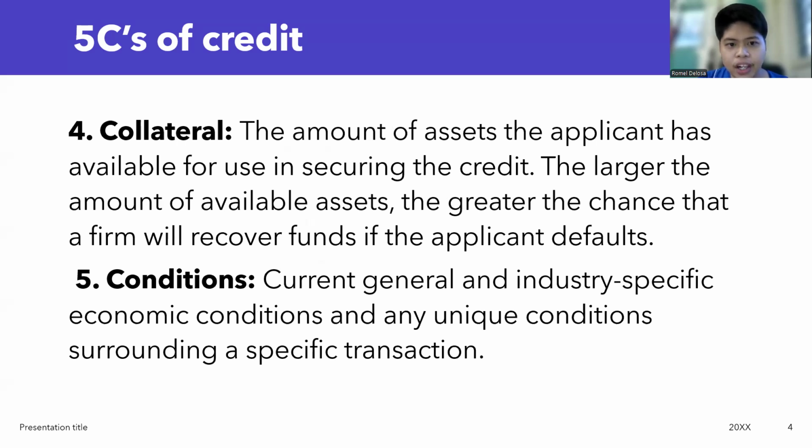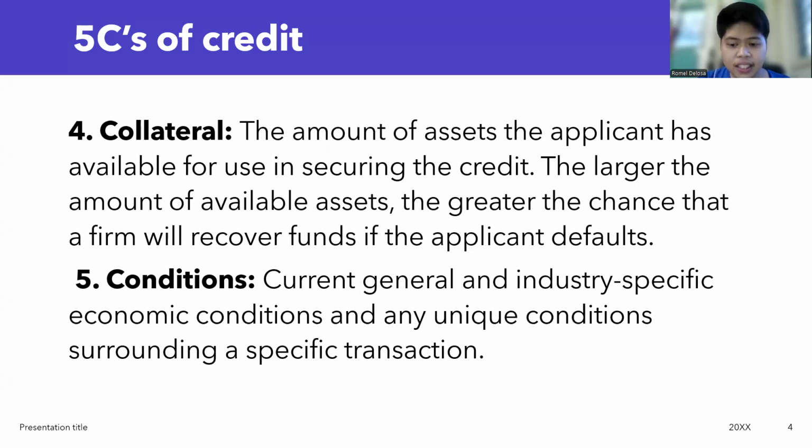So collateral, there are times kasi that when we loan, there are amount of assets that we secure. So example, we use land, property, or car as a collateral. Generally speaking, the higher the value of the collateral, the higher the value of the amount that we can loan. Ibig sabihin nun, kung mas malaki yung value ng land ng collateral, mas malaki yung pwede nating utangin. We can loan a higher amount if the collateral is high. So that's number four. Number five is conditions.